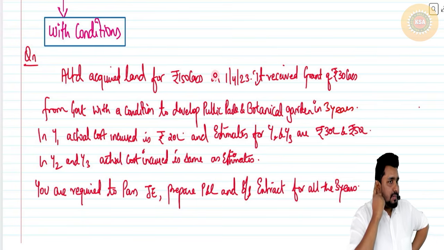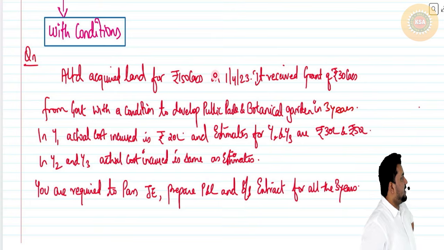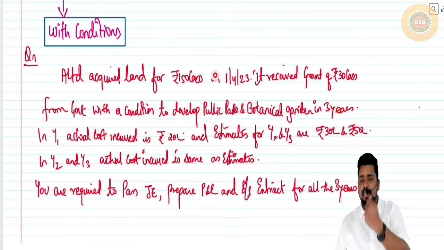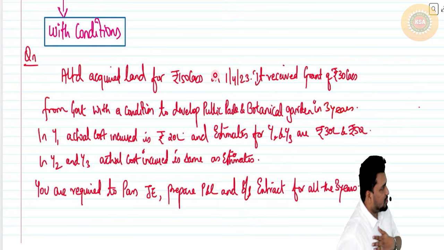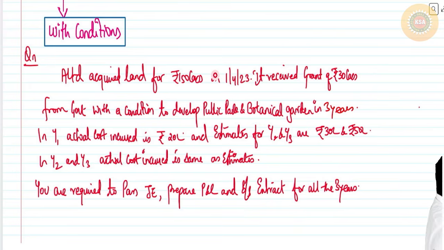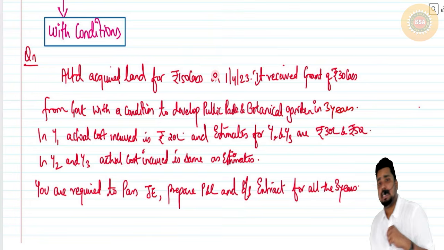Now listen, something I'm going to tell. What is the land amount we are purchasing? 150 lakhs. Tell me the journal entry. Land account debit to bank account. Now we are not following the first method. We will not adjust with the cost of the land. We will show it as a separate income.